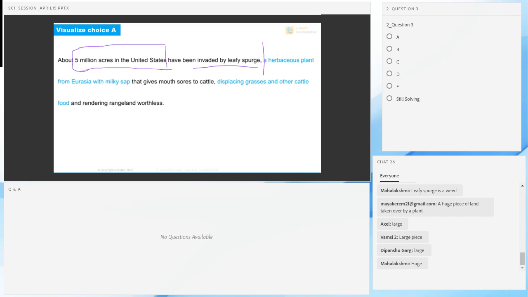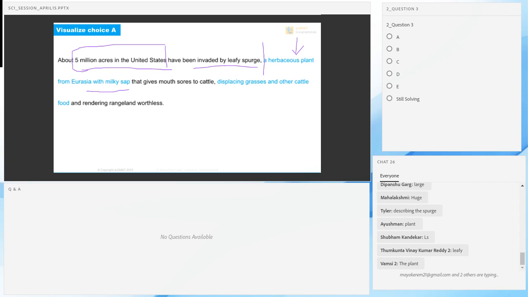Then you go further. A herbaceous plant from Eurasia with milky sap. So what is this part doing? What is this blue part doing here? This is simply describing what? Describing the leafy spurge. Absolutely. Describing the weed that we had already translated that to. A herbaceous plant from Eurasia with milky sap that gives mouth sores to cattle.